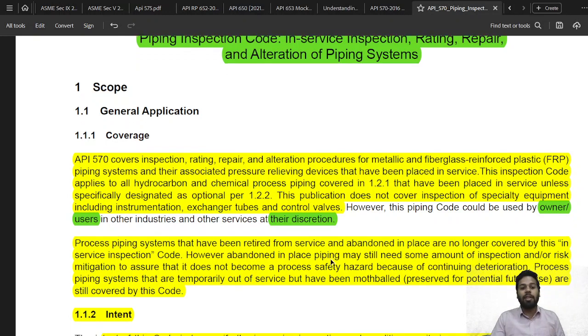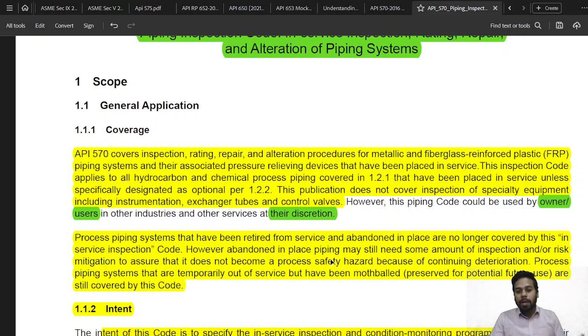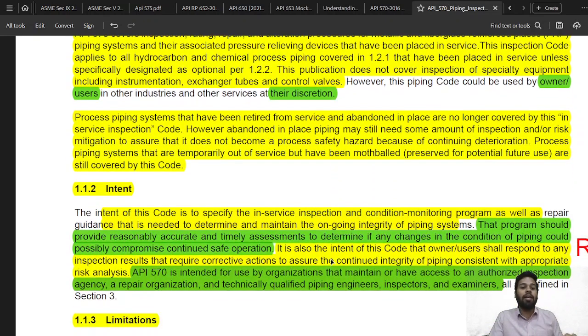This inspection code applies to all hydrocarbon and chemical process piping covered in 1.2.1 that has been placed in service, unless specifically designated as optional services in 1.2.2. So it covers all hydrocarbon and chemical processes except those specifically excluded from this code. Okay. This publication does not cover inspection of specialty equipment, including instrumentation, exchanger tubes, and control valves. However, this piping code would be used by owner-users in other industries and other services at their discretion.